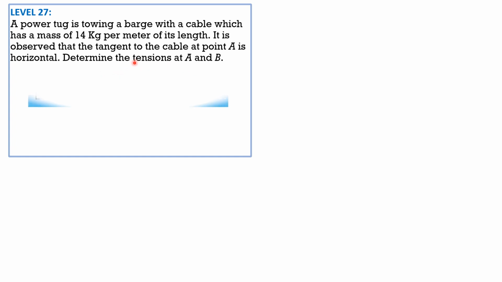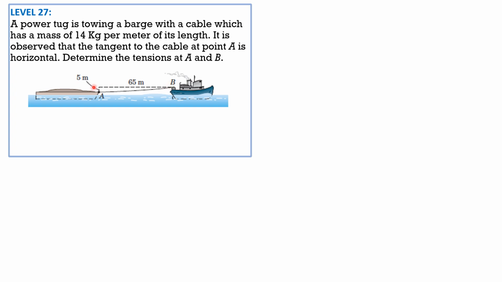In this problem, the cable is a catenary because the given mass per meter is the weight of the cable, the uniform weight of the cable. And it is not mentioned that it is projected upon the horizontal, although you can approximate it as a parabolic cable because of the sag to span ratio, the sag is 5 meters and the span is 65 times 2. Remember, this is the lowest point because the tangent is horizontal at A.